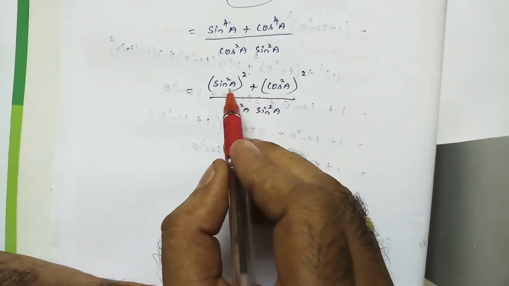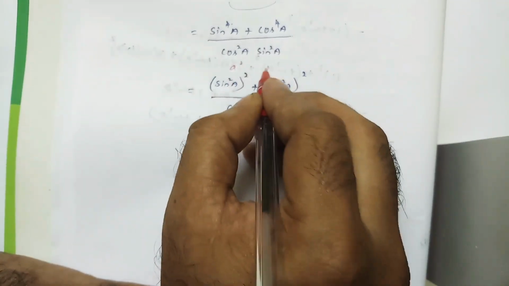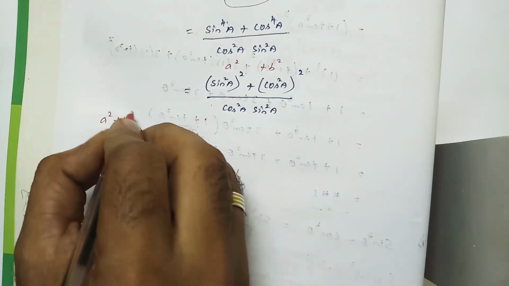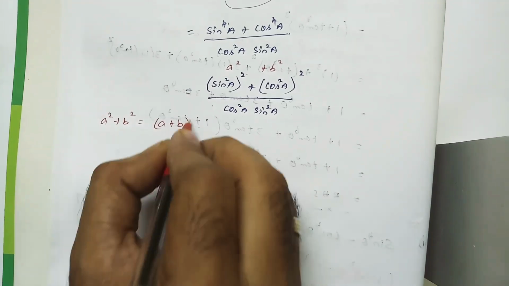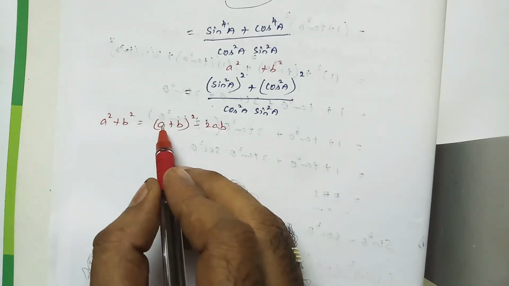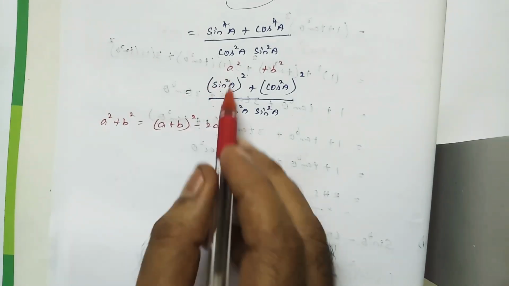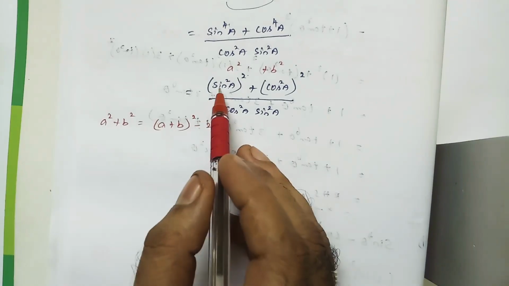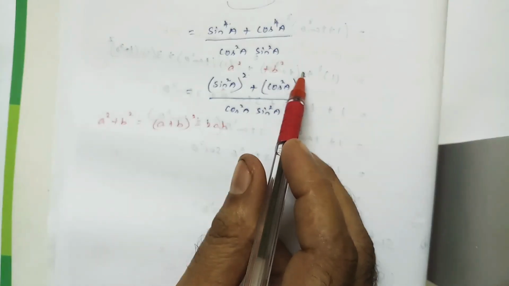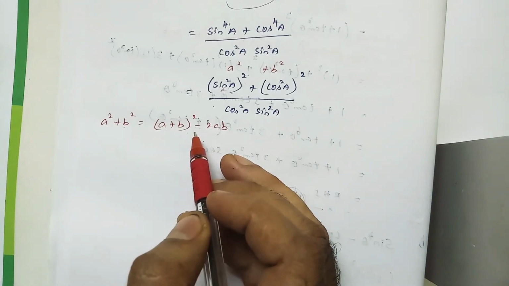The numerator is (sin²A)² plus (cos²A)², which is a² plus b². What is the formula for a² plus b²? a² plus b² is equal to (a plus b)² minus 2ab. Here a is sin²A and b is cos²A, so (sin²A)² is a² and (cos²A)² is b².